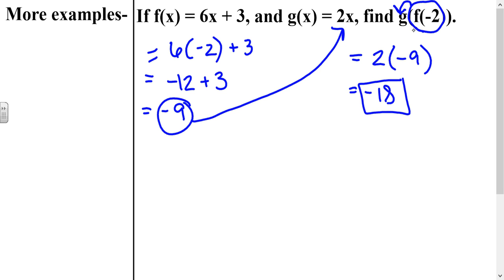So when you have a problem that looks like this, a composition that looks like this with an actual number instead of x, you are always going to get a number as your answer. So you won't have any variables in there.